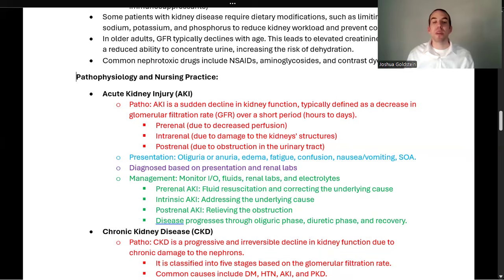AKI generally progresses from an oliguric phase where we see that elevation in the BUN creatinine and that drop in the GFR, that drop in urine output. Once the patient starts to recover, for example, I've seen in some test banks where the students get asked, what would a sudden increase in the urine output in a patient with AKI indicate? That would be a good thing. That would show that the patient's entering the diuretic phase.